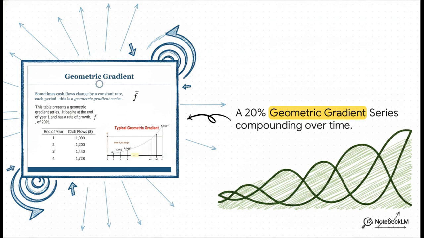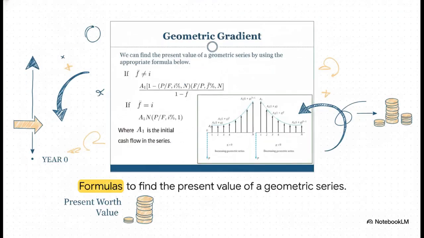We start with a cash flow of $1,000 at the end of year 1. But instead of adding a flat $100 or something, it grows by a constant rate of 20% per period. So year 2 is $1,200, year 3 jumps to $1,440, by year 4 we're up to $1,728. Notice the curve on the right? Unlike the perfectly straight steps of an arithmetic gradient, a geometric gradient curves upward because the growth is actually compounding on top of itself. Because it curves exponentially like that, calculating the present value requires a specific formula.